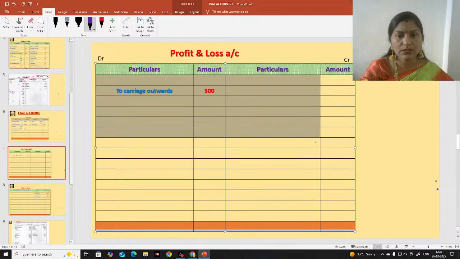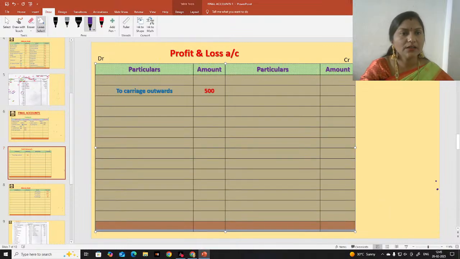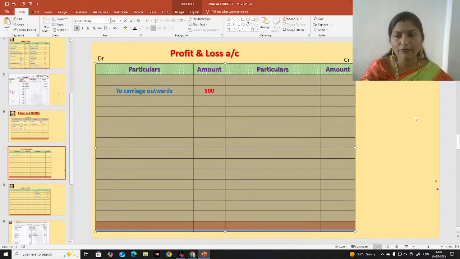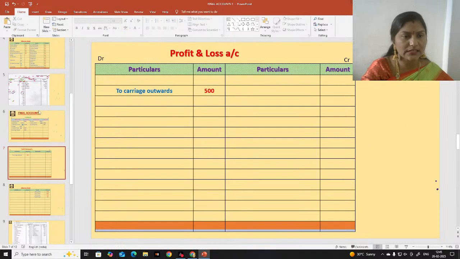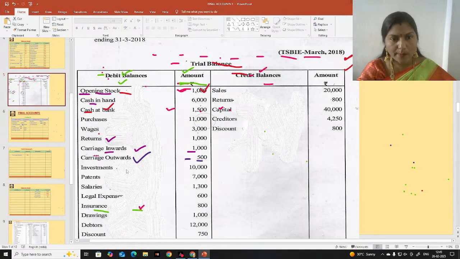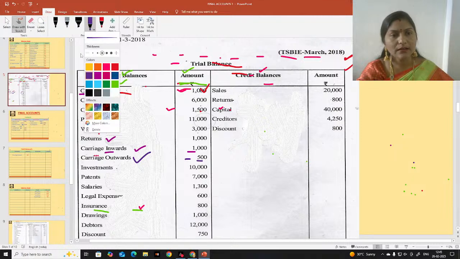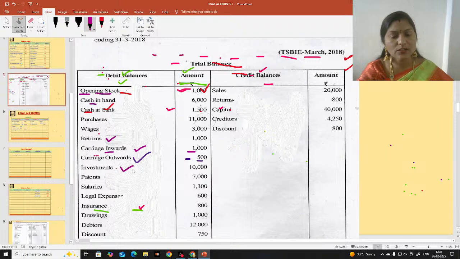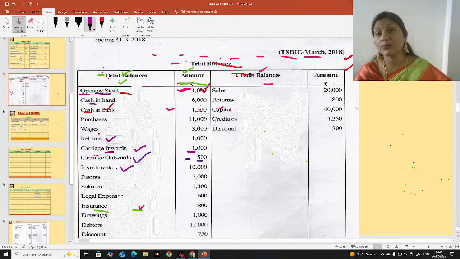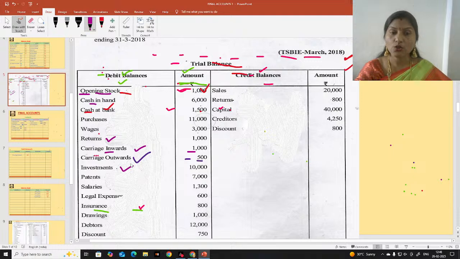Okay, so these are the items that we have to record in trading profit and loss and balance sheet. Let us go and discuss the next item. After carriage inwards, the next item in the line is investments. We have investments of 10,000. Investment is an asset, so we should record under assets, investments 10,000.